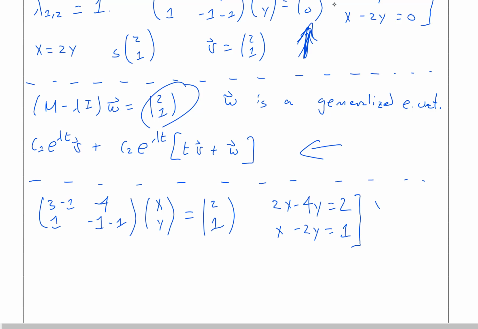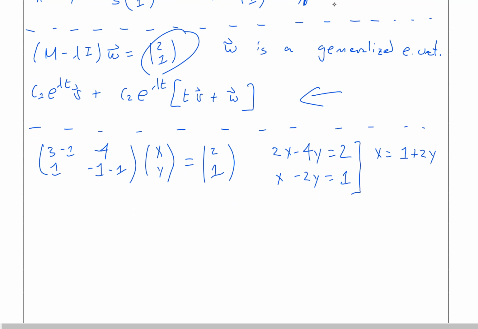If they're not multiples of each other, it means we've done something wrong. But notice the bottom equation says x is equal to 1 plus 2y. So any vector where the top entry is equal to 1 plus 2 times the bottom entry is going to be a generalized eigenvector as long as we don't pick the 0 vector. For any value of s, we don't get the 0 vector, which as you can see is never going to happen. In particular, if we pick an easy choice, say s equals 0, we get (1, 0) as the generalized eigenvector.